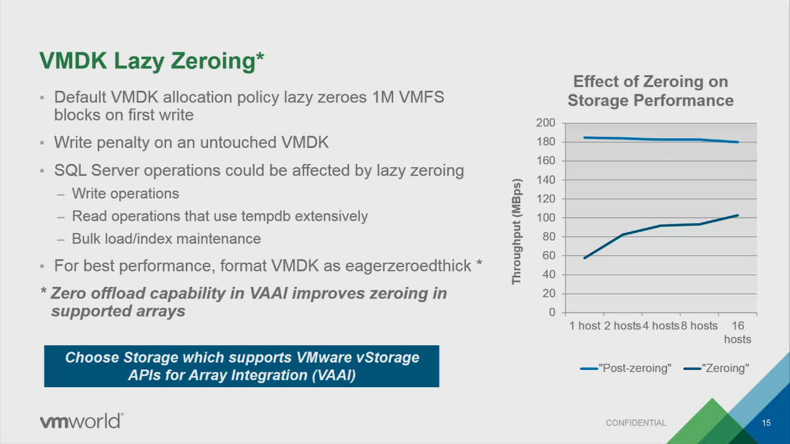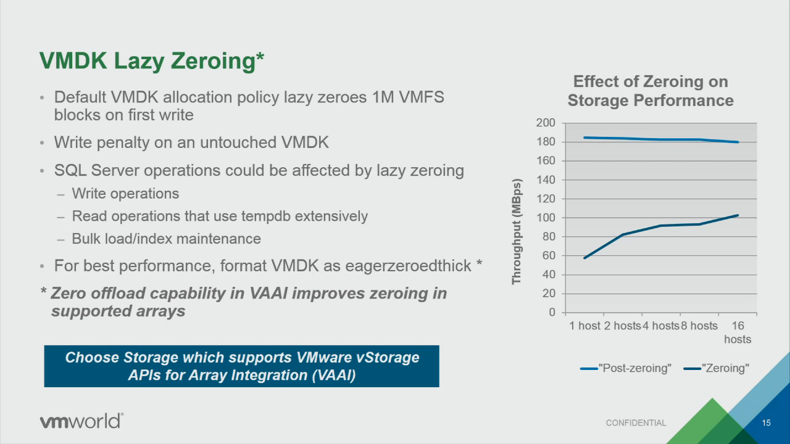So let's take a few minutes and talk about VMDK lazy zeroing. By default, when we create a VMDK, we have a lazy zeroing policy. In other words, we allocate the space, but we don't zero out the blocks. We save that for first write. So you place a SQL VM, it comes along, it starts to write to that block. It's got to do two things. It's got to zero it out, then it's got to write the data. And in some cases, we've seen up to a 50% performance hit in writing because of this lazy zeroing policy.